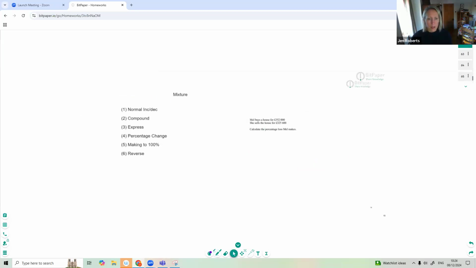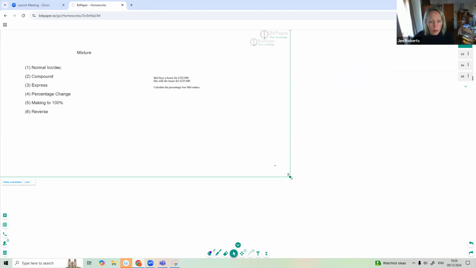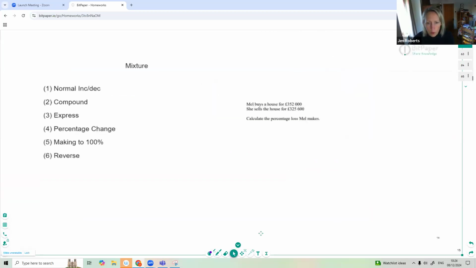Mel buys a house for 352,000. She sells the house for 325,600. Calculate the percentage loss. Now, the express we just said we'll write as a percentage. Again, you're not given the percentage here, are you? You're specifically going to be asked what is the percentage decrease? What is the percentage increase? What is the percentage profit? What is the percentage loss? If you're asked for any of those four things, it's percentage change.